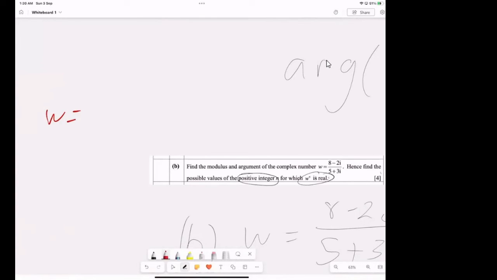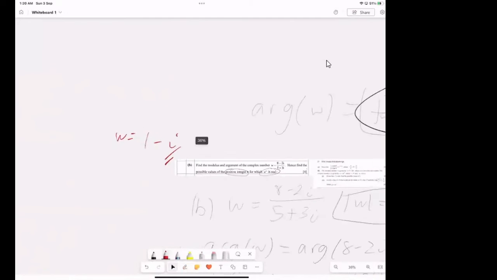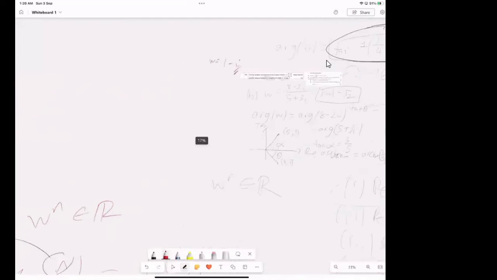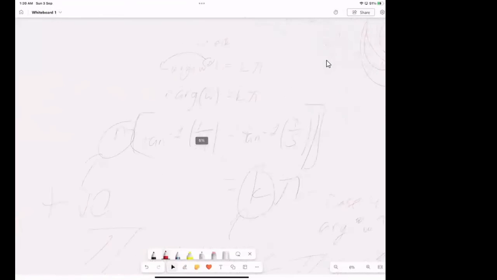But yeah, a rule of thumb is that let me put up my GC. A rule of thumb is that it'll always be a nice number. This is the exact reason why. Maybe I didn't rationalize the thing. Oh wait, this is just 1 minus i. Okay, then that makes sense. It'll just be pi over 4.